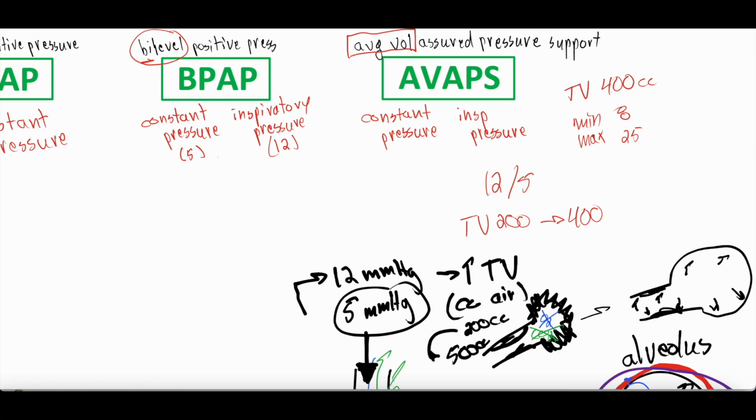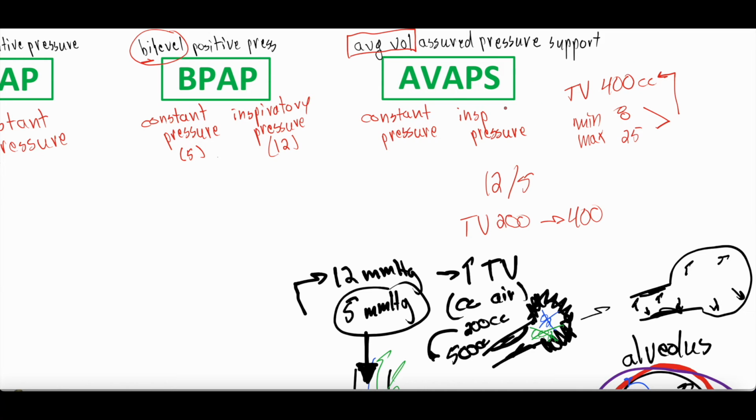What I'm going to do is see how that patient is doing with each breath. And I'm going to give them an inspiratory pressure somewhere between 8 and 25 to average out that each breath they get on average 400 cc's of tidal volume. Average volume assured pressure support. All right. And we'll get into a little more, but that is AVAPS.